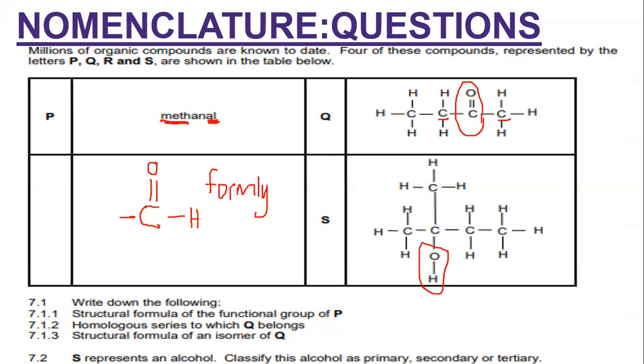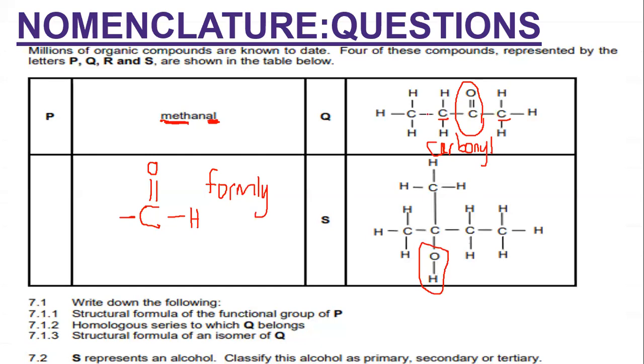So now let's look at Q. Before we can know its homologous series, we need to know its functional group. When we look at the functional group here, we see a carbonyl group. So this is your carbonyl group, which is between the carbons.